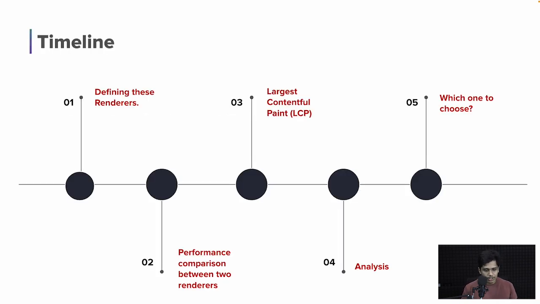So what I'm going to do for today's agenda is that first I'm going to define these renderers, and then I'm going to make a brief performance comparison between these two renderers. After that, I'll take you to a term called LCP, largest contentful paint, and after that, I'm going to tell you about the analysis, and after that, we'll make a conclusion on which one we are really going to choose, whether we are going to do it with the HTML or whether we can go with the CanvasKit, right?